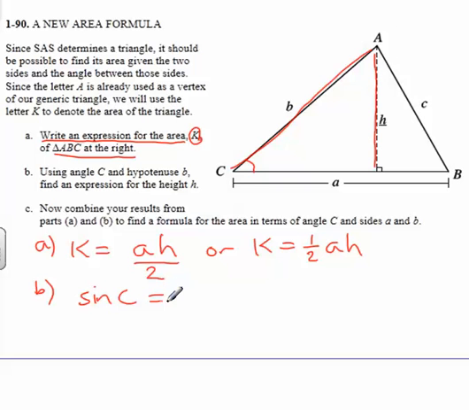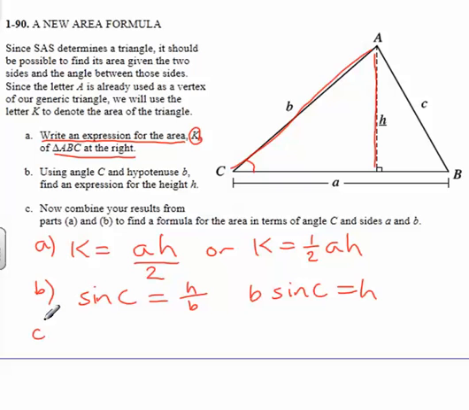So sine of angle C is equal to opposite over hypotenuse, which is H over B. And let's solve this for H so I know what the H is. So multiply both sides by B, and we end up with B times the sine of C is equal to H.